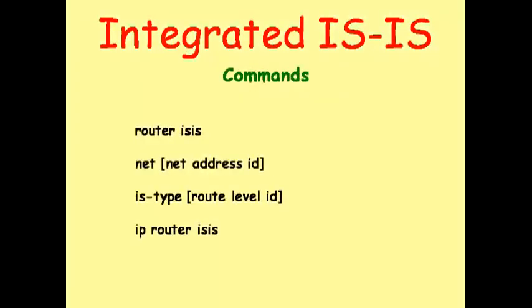The router isis command puts the router in IS-IS configuration mode. The net command assigns a specific router ID to a router. The is-type command configures the level that the router will be using. The ip router isis command assigns a specific interface to the IS-IS protocol.